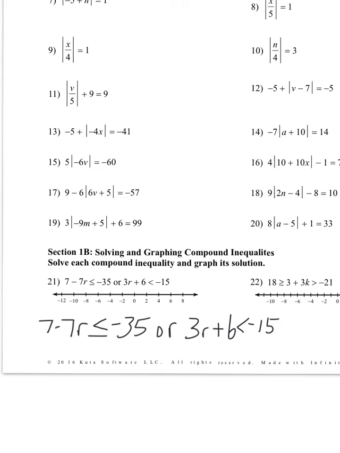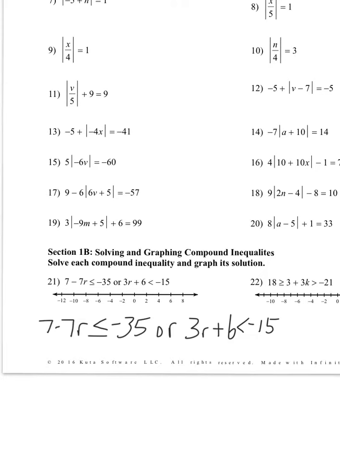In section 1B here, we're going to look at solving and graphing compound inequalities. Compound means more than one, and you can either have an or compound inequality, like number 21, which we're going to do here in a second, or an and compound inequality like number 22. And you notice you don't see the word and in it, and I'll talk about that in the next example.